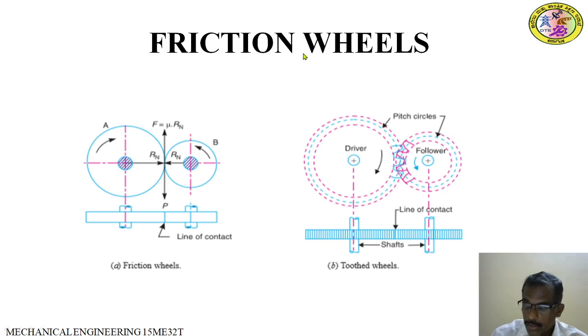In friction wheels, the motion and power transmitted between the gears is kinematically equivalent to that transmitted by friction wheels or discs. To understand this concept, let's take a disc. I consider two plane discs. This is disc A, a plane disc, and B is also a plane disc.